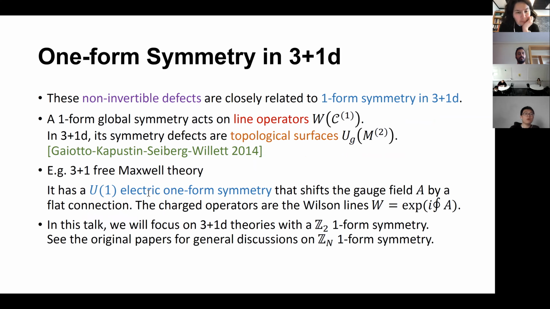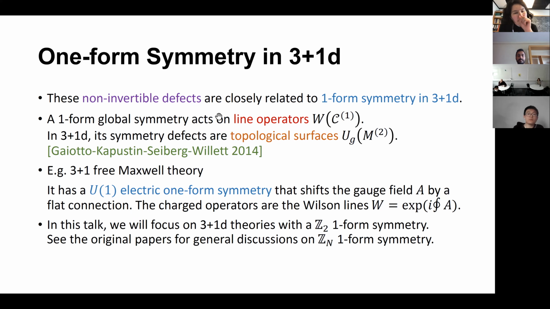Okay, so all of these non-invertible defects that I'm going to describe are closely related to the one-form symmetry in 3+1d. So let me just remind you how one-form symmetry in 3+1d works. First of all, a one-form global symmetry will act on line operators. And in 3+1d, a one-form global symmetry is generated by topological surfaces. So its symmetry defects are topological surfaces.